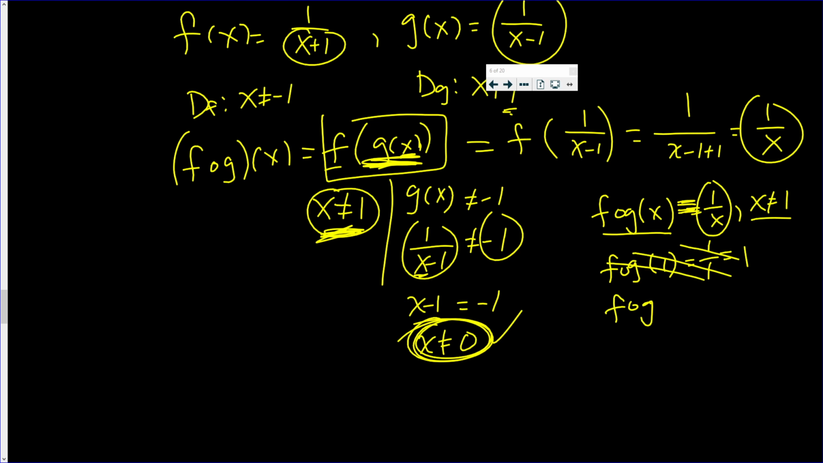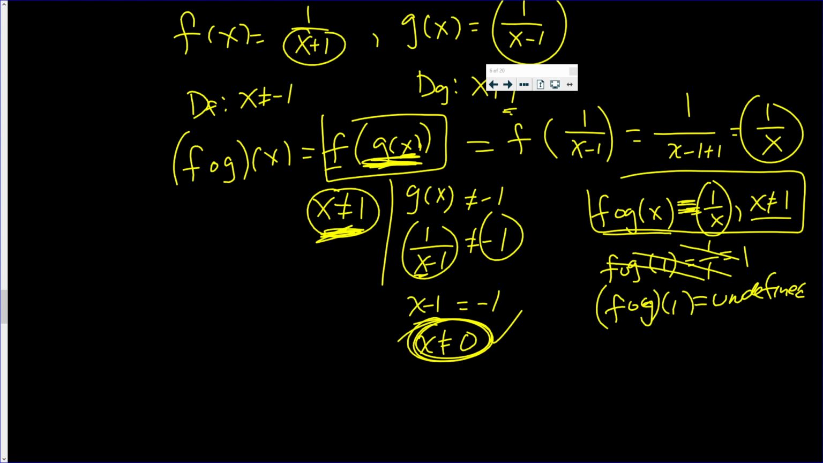So somebody asks you, okay, you know this, so what's f of g of 1? You should say it's undefined. They didn't tell me what f of g of x equals when x is 1. They told me what it equals when x is not 1, but they didn't tell me what it equals when x is 1. So it is undefined. Okay, that completes this video on composite functions as well as combining functions.